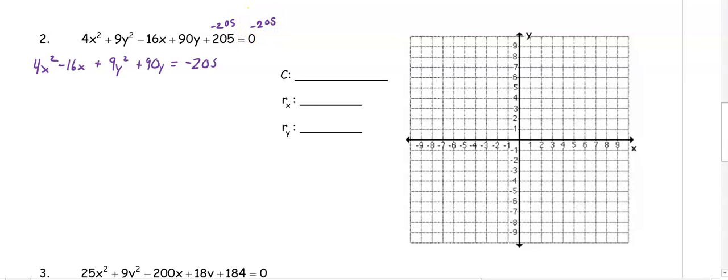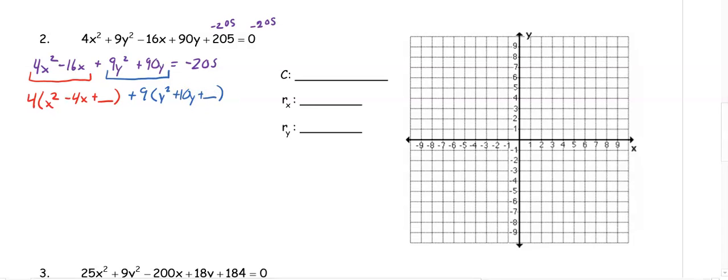So in order to do completing the square, we need to have the x as an x squared. So from these two terms, we are going to have a GCF of 4 that we're going to pull out. So we're going to put 4 out front, parenthesis x squared minus 4x plus blank, so that we can do completing the square. Then we're going to do the same thing looking at the two y terms. So this time our GCF is 9. So we have 9 parenthesis y squared plus 10y plus blank equals negative 205.